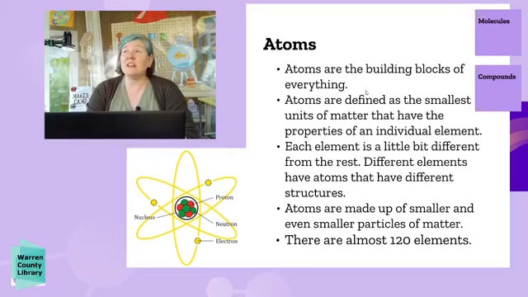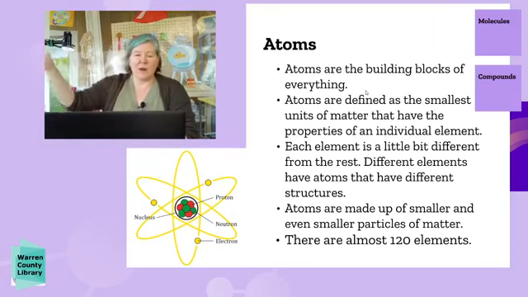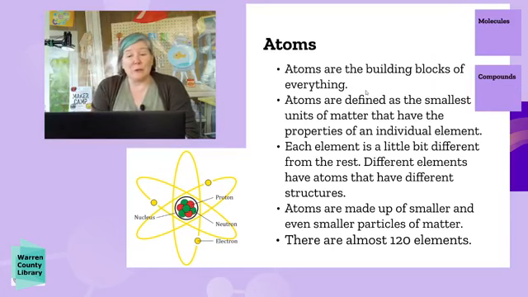And just like every Lego can be used in a little different way, every atom has its own properties and characteristics. You're different from your brother, your sister, your mom, your dad, your grandma, your friends. Well, every atom's different too. We have about 120 different elements. Elements just means something made up of only one type of atom.